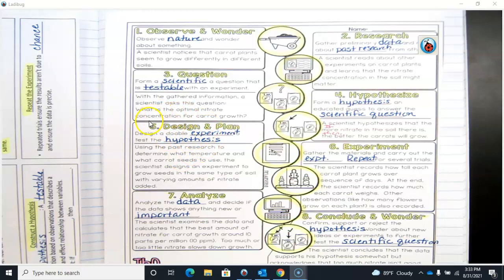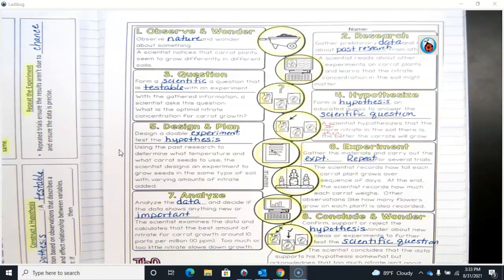You'll then design and plan your experiment to test your hypothesis. Again, using past research to determine what temperature and what carrot seeds to use, the scientist designs an experiment to grow seeds in the same type of soil with varying amounts of nitrate added.